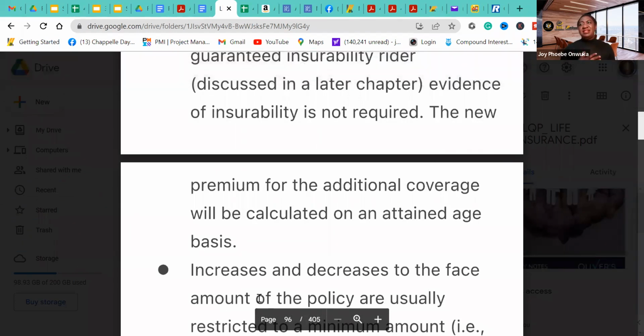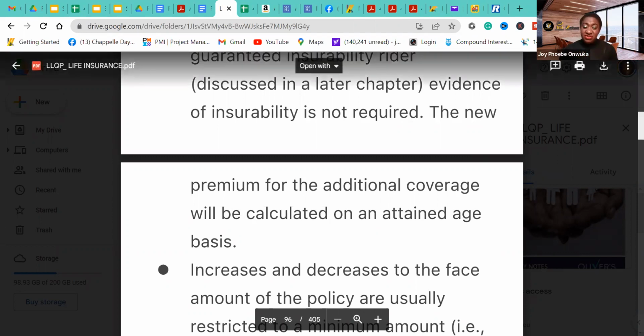What that means is that if they were 30 years old 10 years ago when they took out this policy, 10 years later now they are 40. So their new premium will be based on this additional coverage they've taken. The premium on this additional coverage will be based on their now attained age, which is 40 years old, okay?